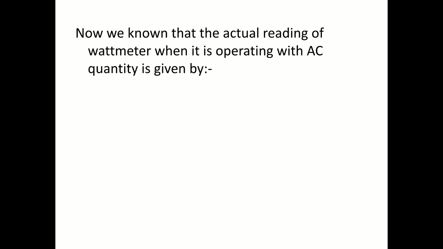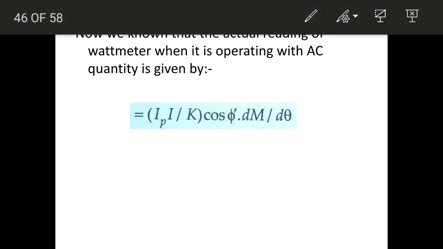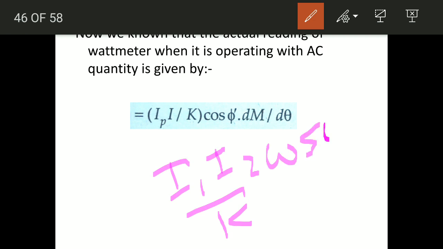it is operated on AC quantity, is given by Ip into I divided by K into cos of phi dash dm by d theta. Actually, when we derived this particular equation, in that case we abbreviated our symbol as I1 into I2 whole divided by K into cos of phi into dm by d theta. This equation we have derived. This is nothing but the torque equation of electrodynamometer type wattmeter when it is worked on AC quantity. In that case, we consider the notation for fixed coil as I1 and moving coil as I2.